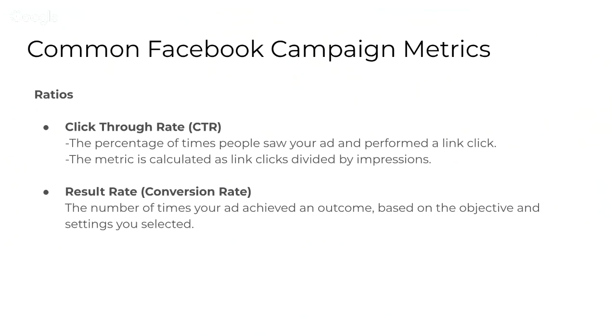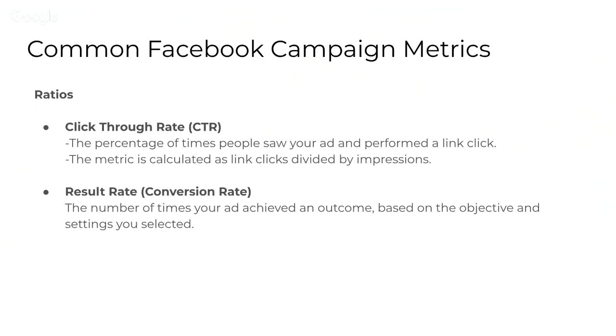But one of the downsides of click-through rates is that, if you're focusing on getting large amounts of traffic to your website or your landing page, this metric doesn't discriminate against good or bad traffic. You might drive a lot of people to your site with this click-through rate, but you won't know if they actually complete the end result that you're looking for.